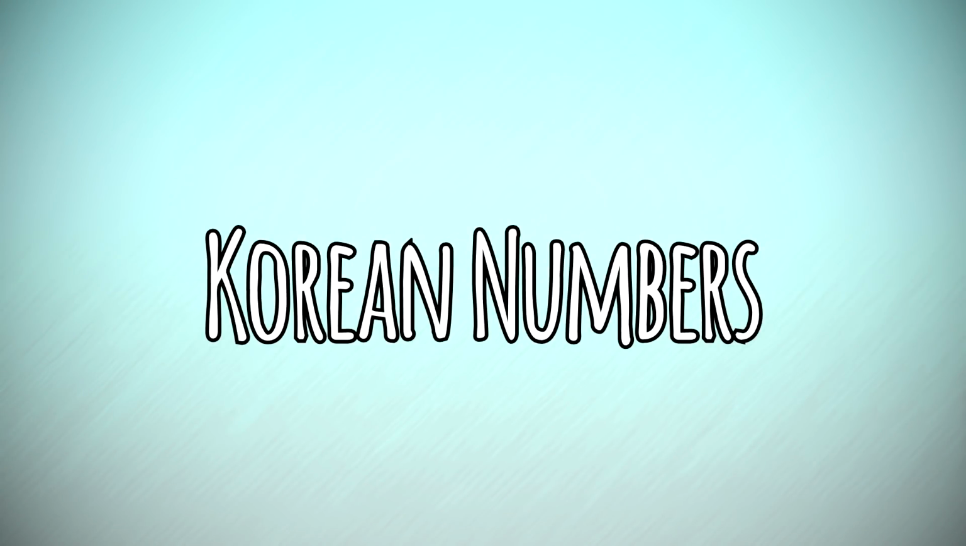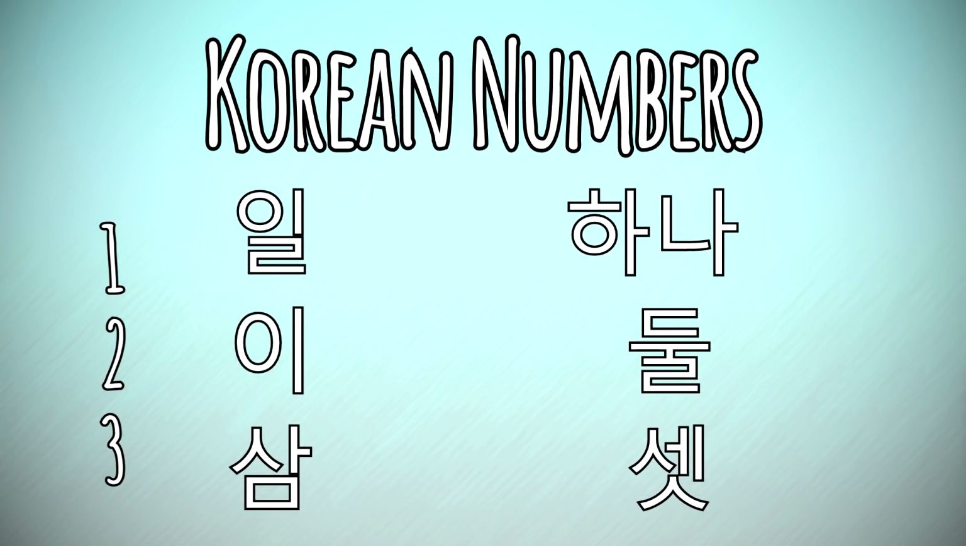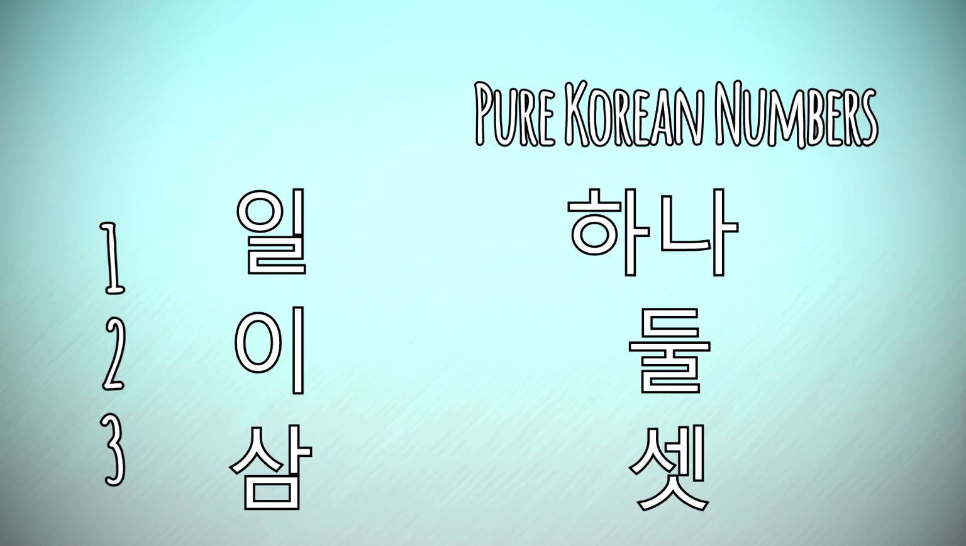The first thing to learn about Korean numbers is that there are actually two number systems in Korean. What? Yeah. For example, to say 1, 2, 3, you can say 일, 이, 삼, or you can say 하나, 둘, 셋. The first system is the one we'll cover in this lesson, and it's called the Sino-Korean number system. Sino-Korean means Korean words that originated from the Chinese language. The second system is the pure Korean number system, and we'll talk about that in the next episode.